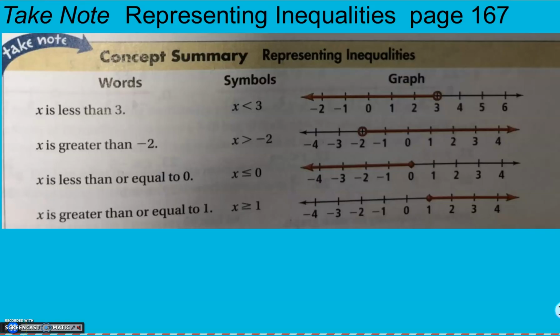On page 167, there's a concept summary to take note. It has our inequalities in words, x is less than 3, in symbols, and as a graph. Greater than or equal to, or less than or equal to. So this is a good place to look back. Again, page 167 if you need to, if you're confused on anything.